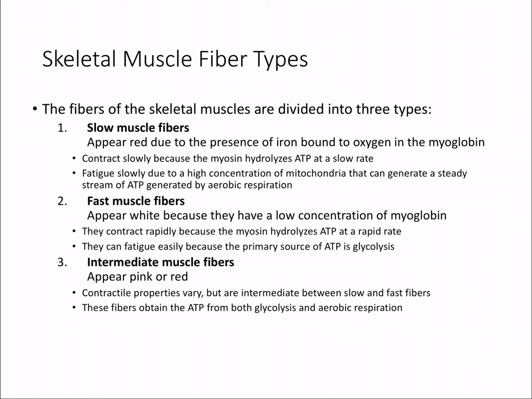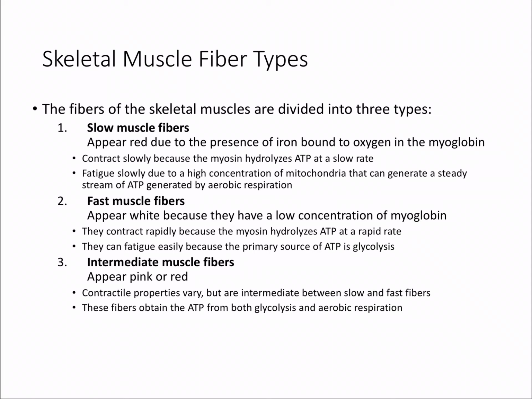So these slow muscle fibers are going to be used if you're running a very long race. If you're running a marathon, you're going to be tapping into those slow muscle fibers. Fast twitch or fast muscle fibers are going to appear white because they have a low concentration of myoglobin. These are really quickly contracting, and they rely on glycolysis as their source of ATP, which is an anaerobic source. So these are used for very fast sprint situations.